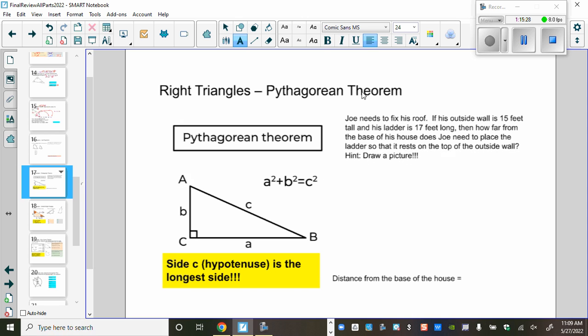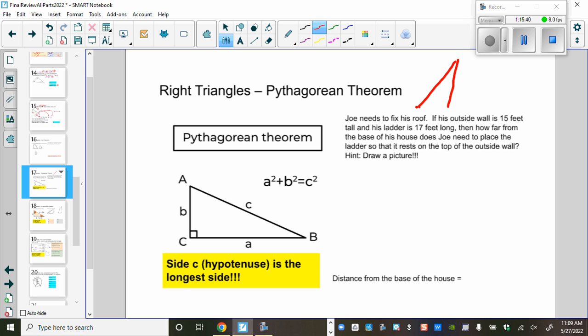Joe needs to fix his roof. What do we say ladders always are? Ladder is always the hypotenuse. It's always going to be the hypotenuse. That's always going to be a hypotenuse. That's going to be your setup.